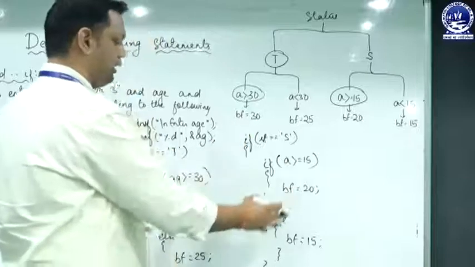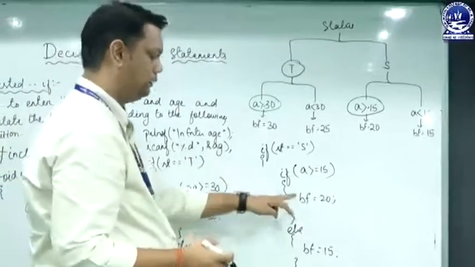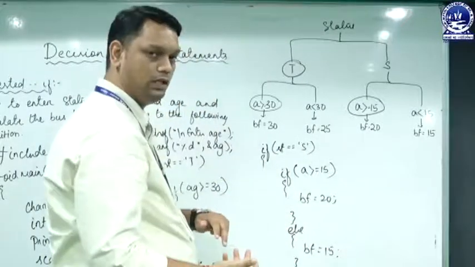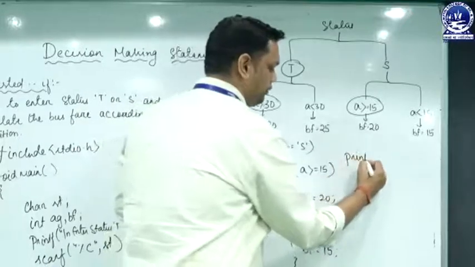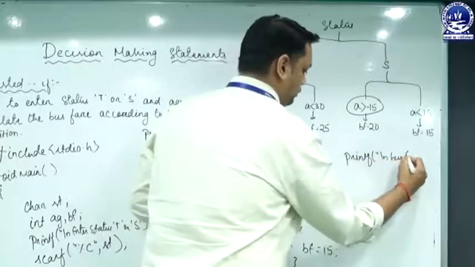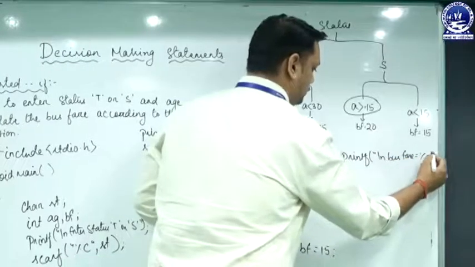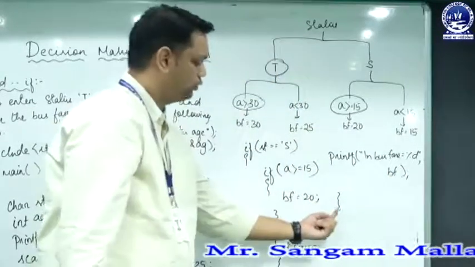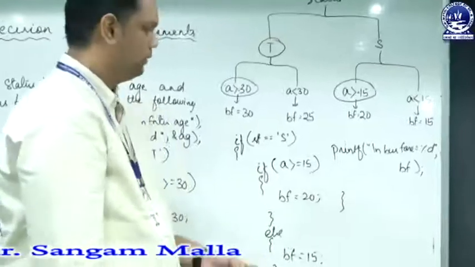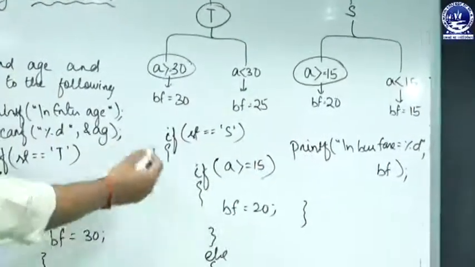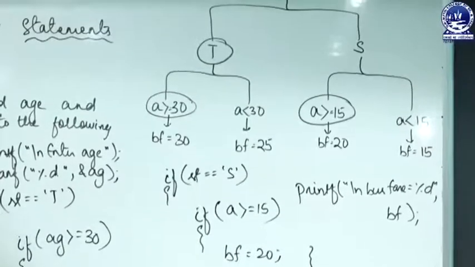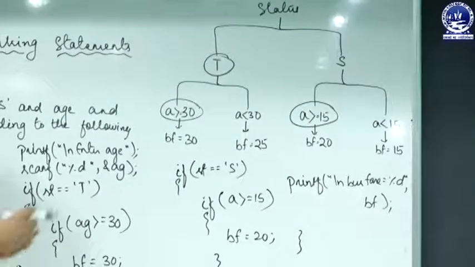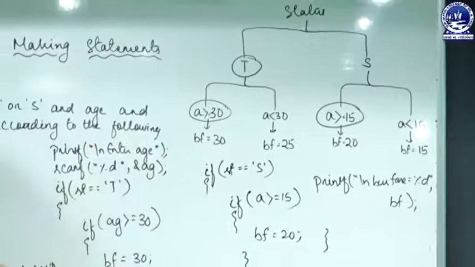Now, depending on the conditions, we have calculated the bus fare. Now it's time to print the value of bus fare. So coming out from all the if blocks, I will write printf bus fare equal to %d, comma BF. Then we will close the bracket of the main block. So this is the whole program of calculating the bus fare of a person depending on their status T, S and the age. Now we will be elaborating this program using some examples.